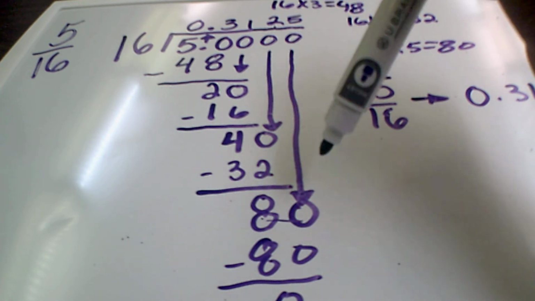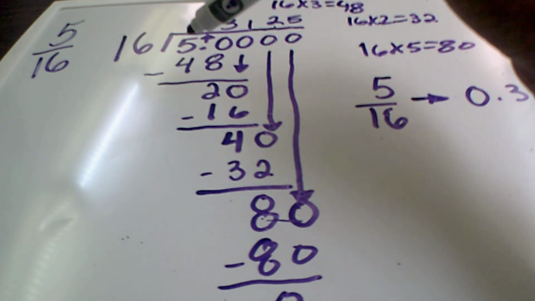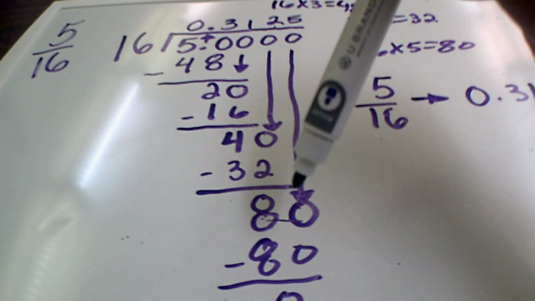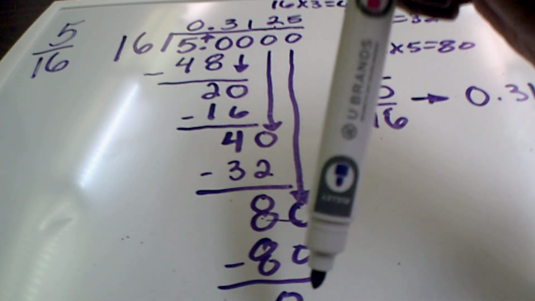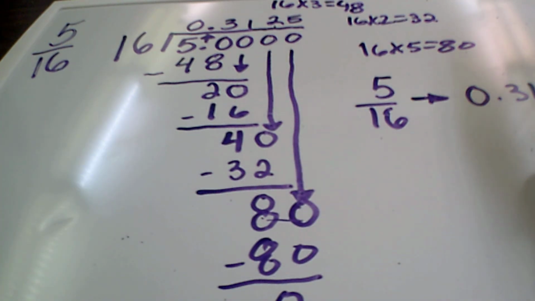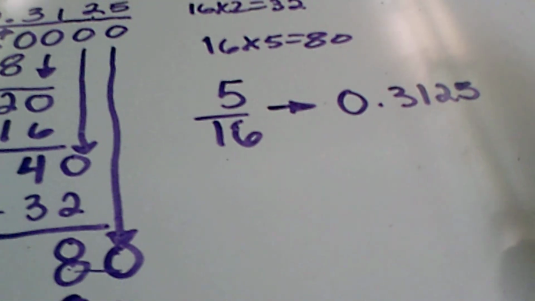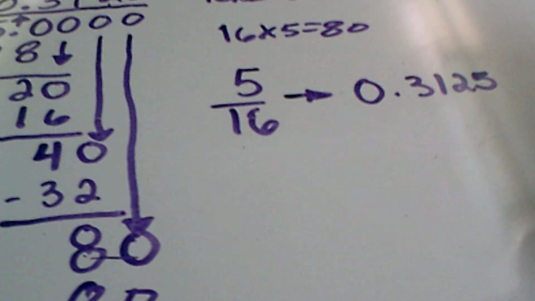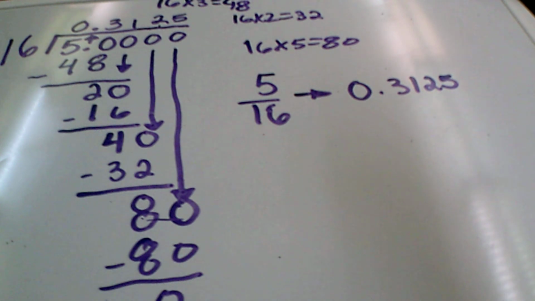Alright, so we bring down another 0. We have 16 going into 80 now. 16 times 5 will get you 80. So put our 80 down here. 80 minus 80 is of course 0. And so we're done. And so we have our answer right here. Alright. That's it.